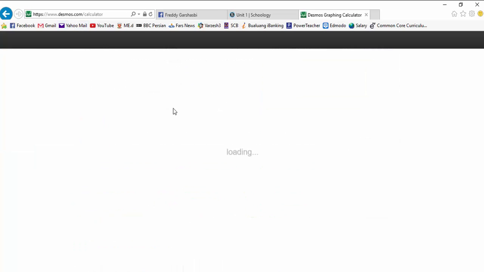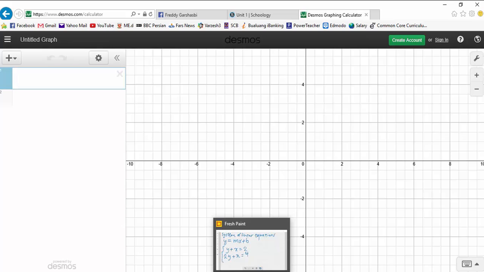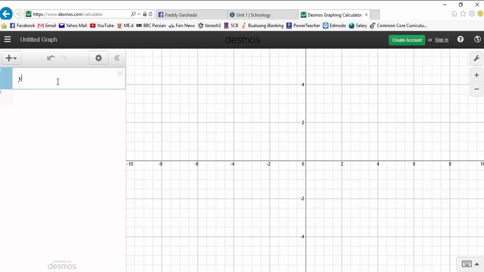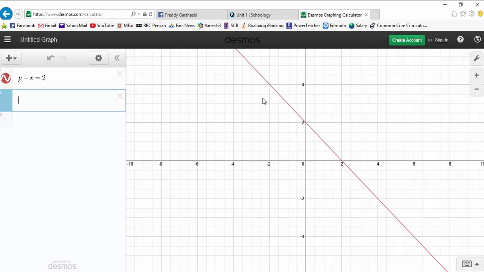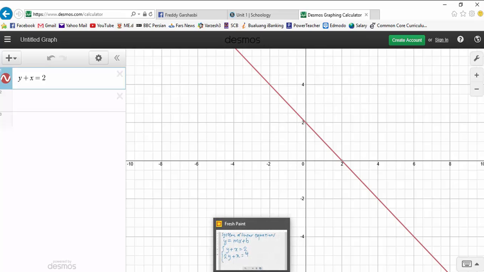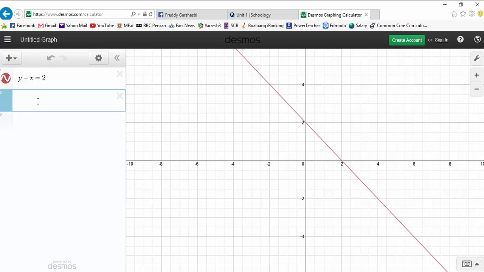So you can see that our equation was y plus x equals 2, and the other equation. You see this is a linear equation with the slope -1, and the y-intercept, the starting value, is 2. That's the starting value. And the other equation was 2y plus x equals 4.